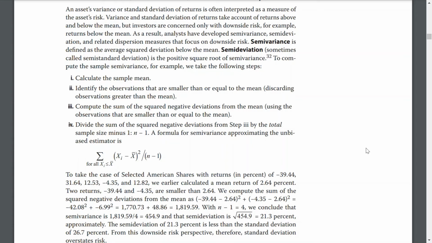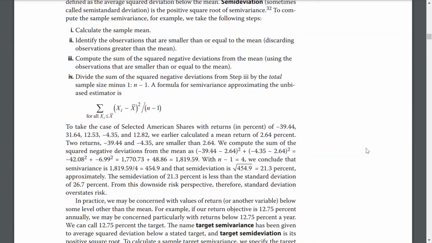Yeah. The formula for semivariance, approximating the unbiased estimator, is this: the summation, for x sub i less than or equal to x bar, of (x sub i minus x bar) squared, divided by n minus 1. Take the case of selected American shares with returns in percent of negative 39.44, 31.64, 12.53, negative 4.35, and 12.82. We earlier calculated a mean return of 2.64%.